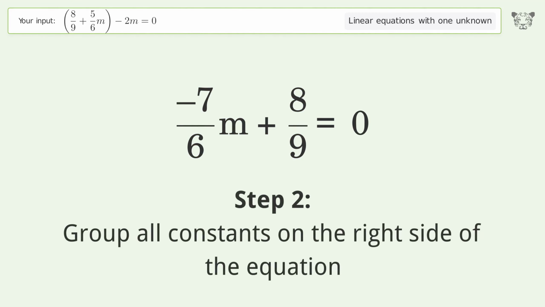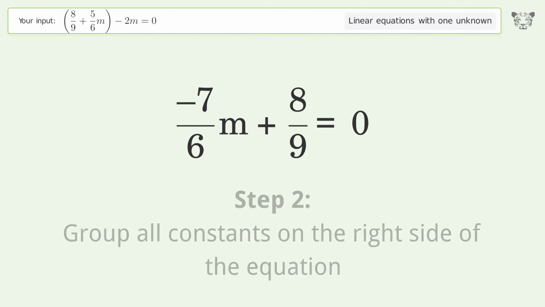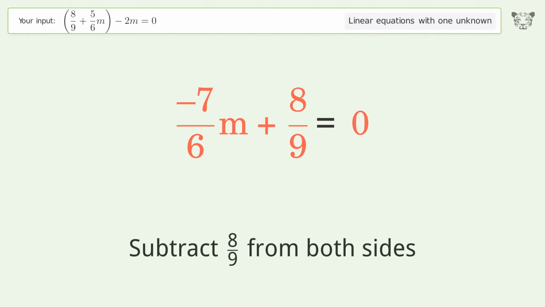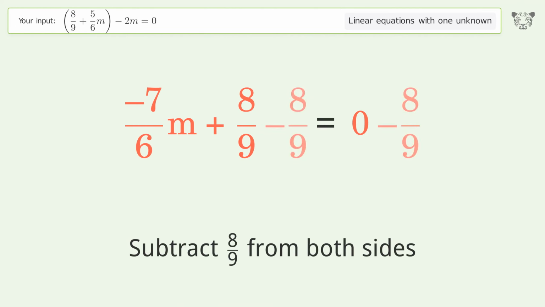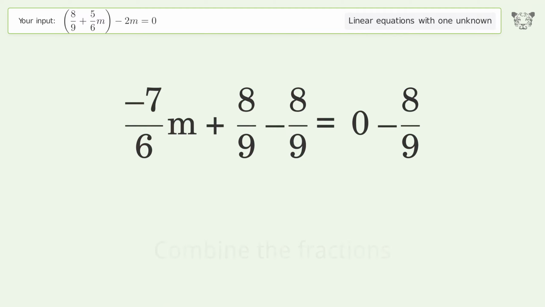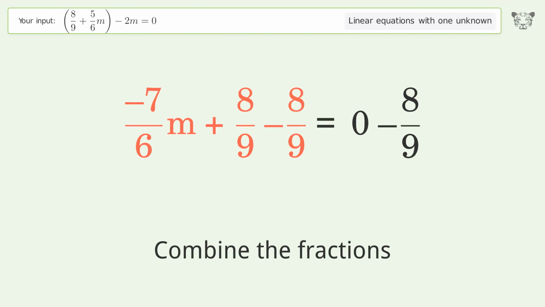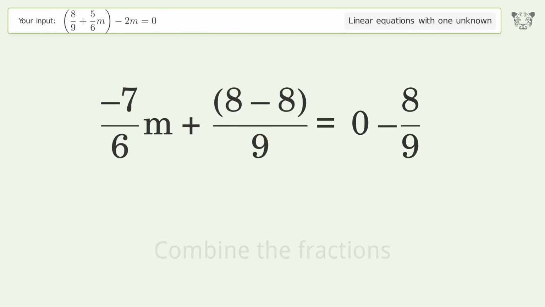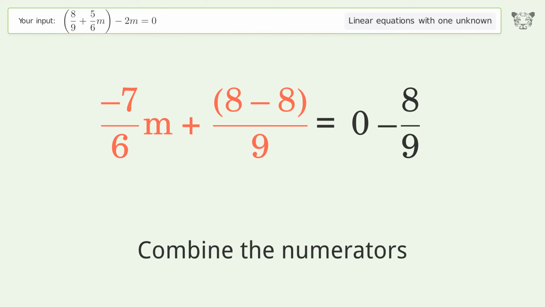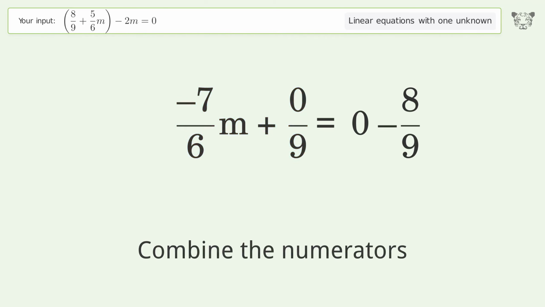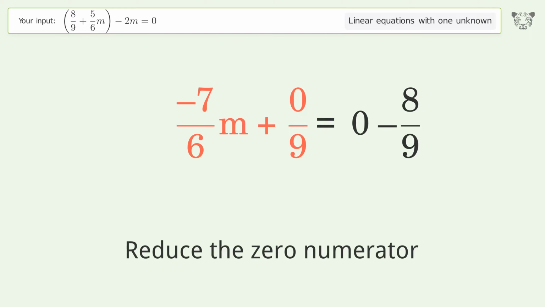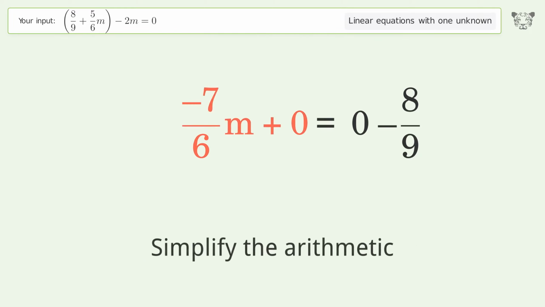Group all constants on the right side of the equation. Subtract 8/9 from both sides. Combine the fractions. Combine the numerators. Reduce the zero numerator. Simplify the arithmetic.